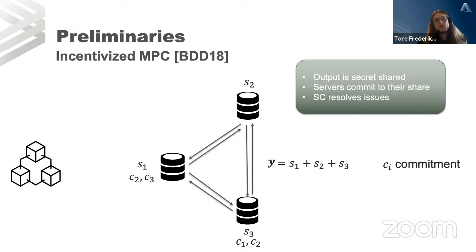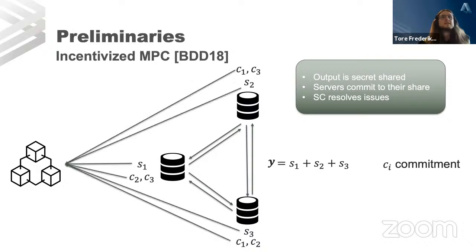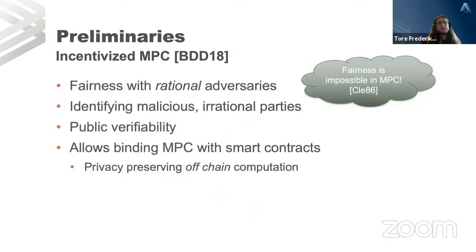If one server learns the output before they send their share and decides to abort, then we have a problem. But fortunately, that's where the ante on the smart contract comes into play, because now we have commitments and shares, and the other servers can simply prove to the smart contract that a server has aborted or is behaving maliciously, and then they will get penalized. So in this way, we basically get a notion of fairness against rational adversaries. We furthermore get an identifiability of maliciously acting adversaries.